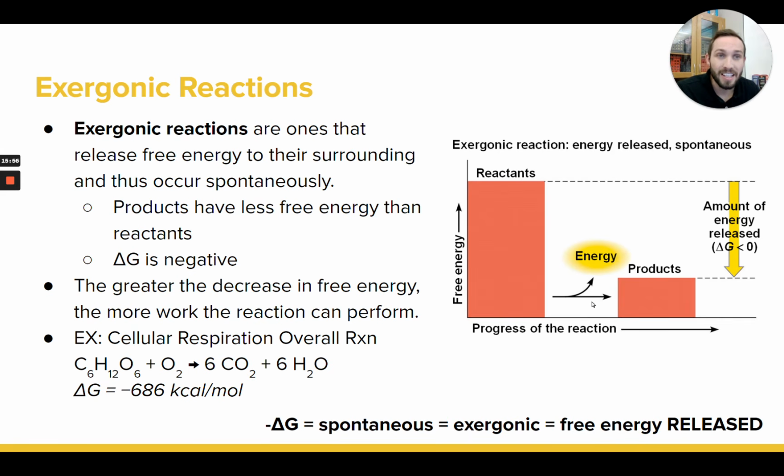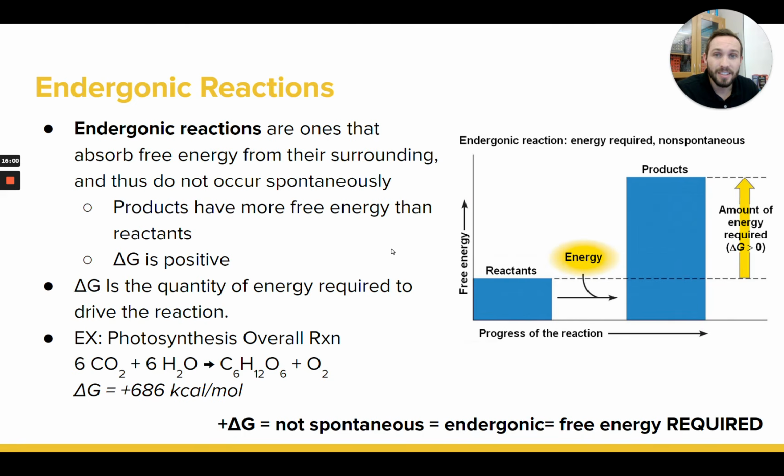Which means it's spontaneous, which means free energy is being released in that process. Now, the opposite of this is endergonic. Endergonic is when you have the opposite situation. The products, the stuff you're ending with, have more free energy than you started with. So that's a positive change in free energy.